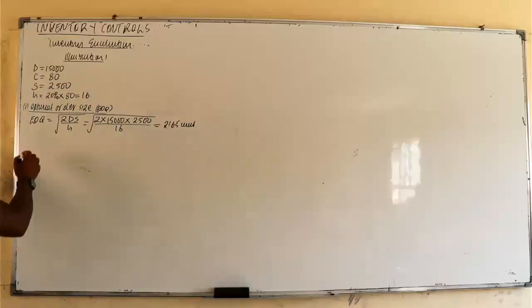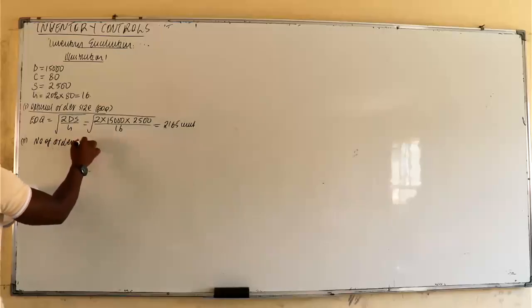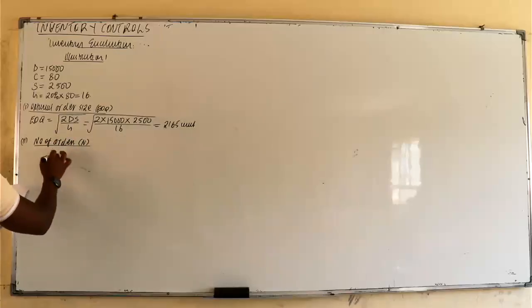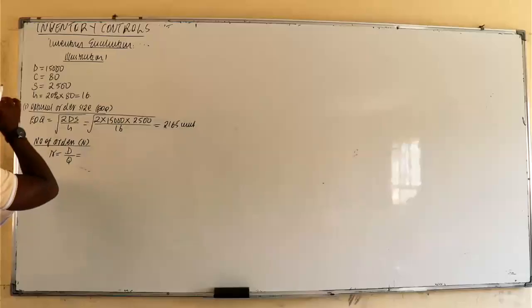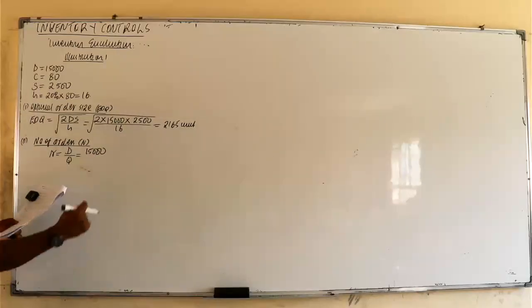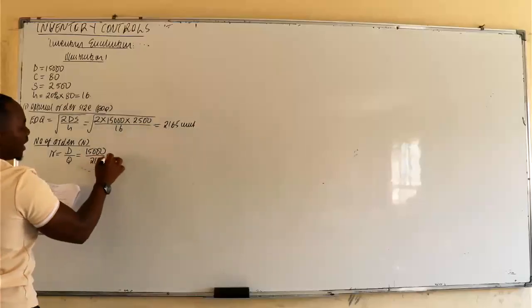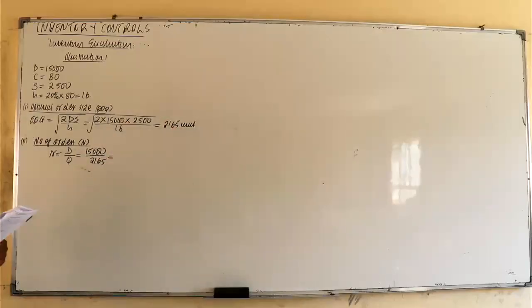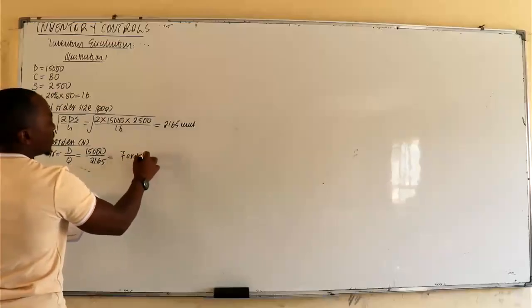And then number two, we get the number of annual orders. To get the number of annual orders, we take the annual demand and divide by EOQ. We have an annual demand of 15,000, and every time we'll be ordering in batches of 2,165. Now the question is, how many times will we order in a year? You make 7 orders. Good.